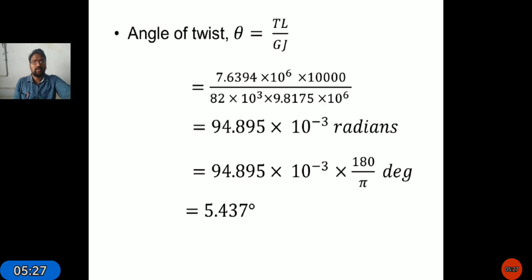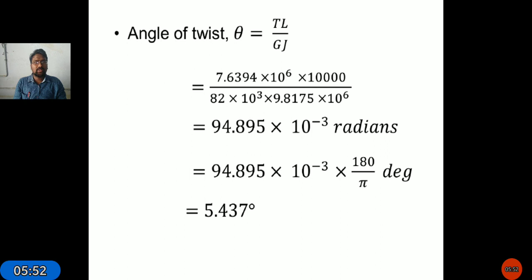Next, coming to the angle of twist, theta equals T L by G J. In this equation we know the T value, L value, G value and J value. By substituting all these values in this equation we get the value of the angle of twist, that is 94.895 into 10 power minus 3 radians.